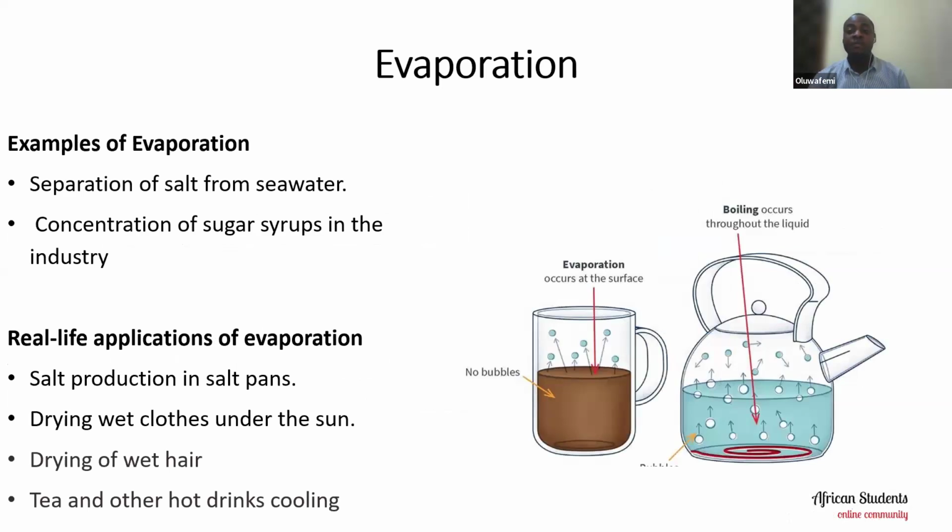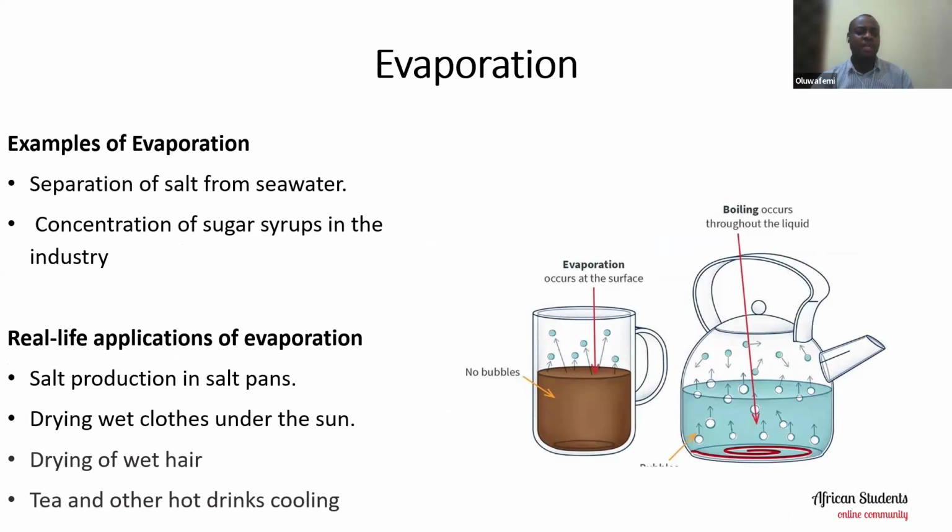Now, examples of evaporation: separation of salt from seawater. We can separate salt from seawater using evaporation. And we can also do what we call concentration of sugar syrup in the industry. We want to have a concentrated form of sugar syrup, which is used for so many things, so we can use evaporation for this.